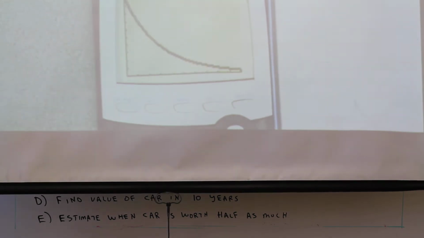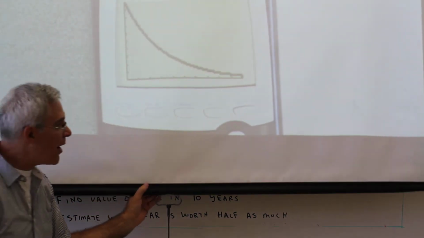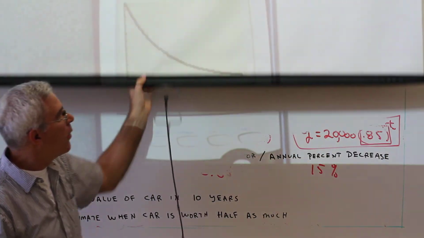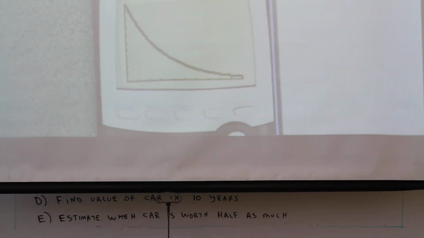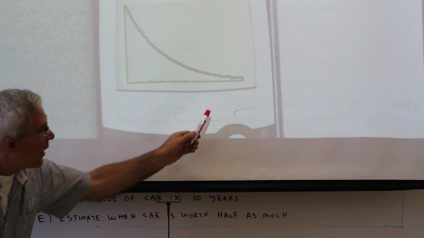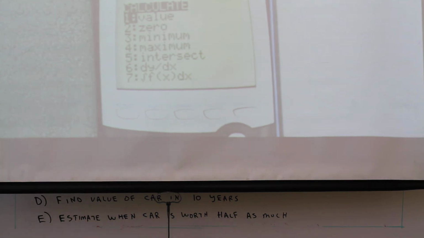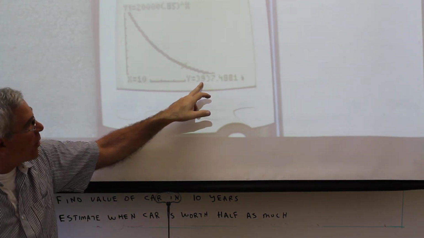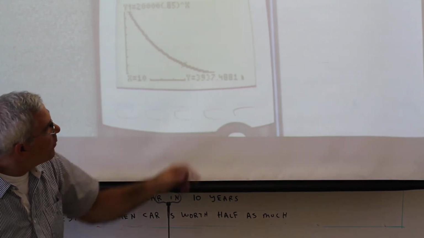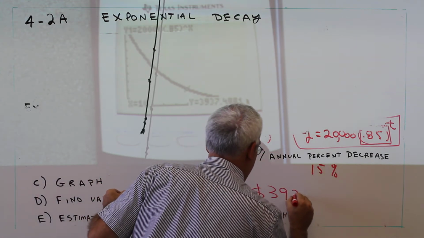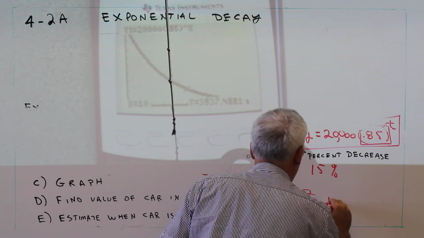The next part said find the value of the car in 10 years. There's two ways of doing that. I could just put 10 in there and do it again in my calculator. Or, as long as I've got a graph, let me show you. If I go second, calculate, and then value, let's have an x value of 10. And it shows me where that is in the graph, and it gives me the associated y value, 3937.49.